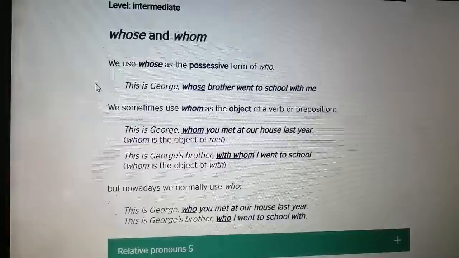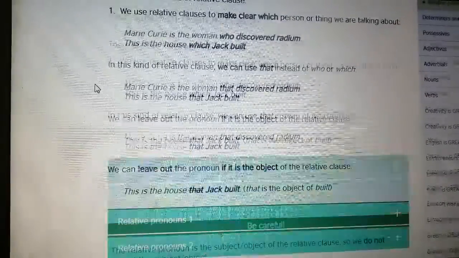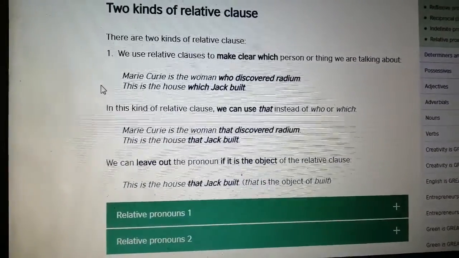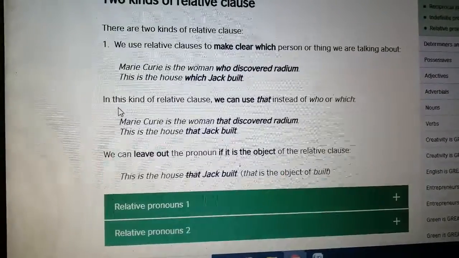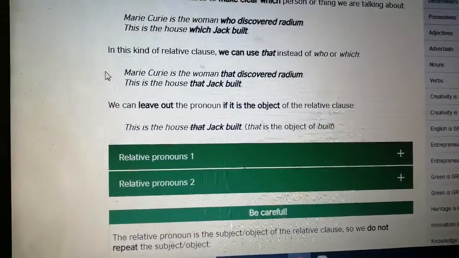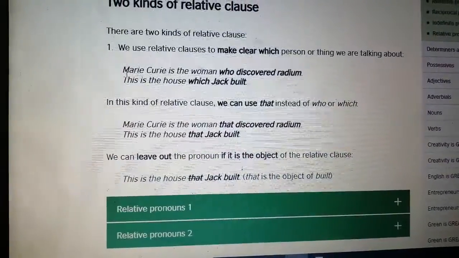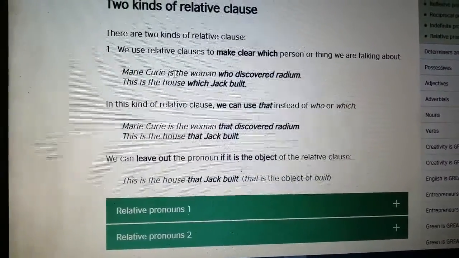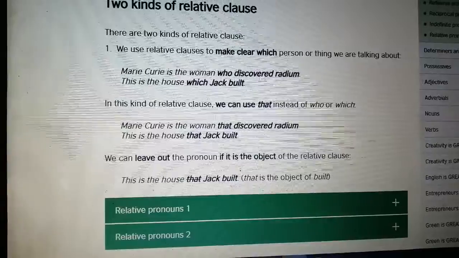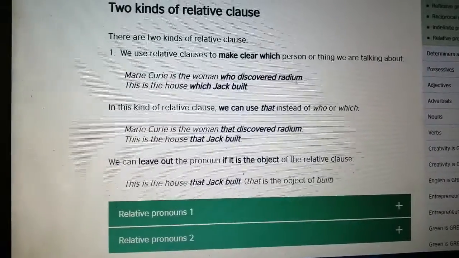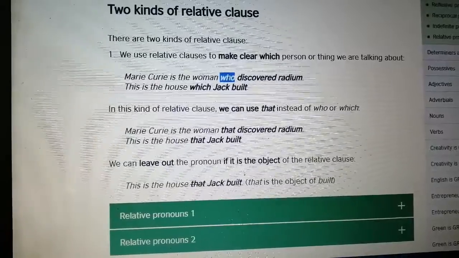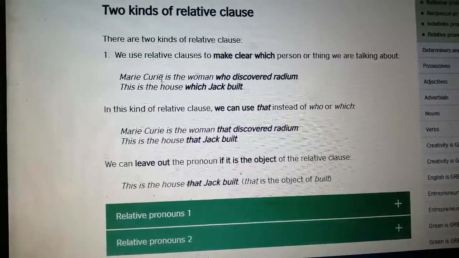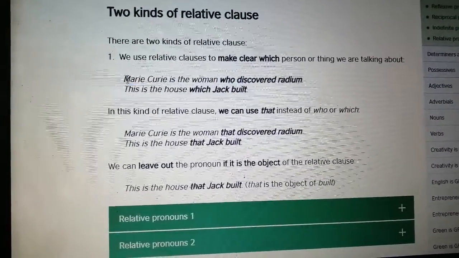Now let's start with who. When do we use who? We use who if we are talking about the subject of the sentence, and the subject is a human, a person. Look here. Mary is the woman who discovered radium. Radium here is an element. So we used who here because who refers to the subject, Mary.